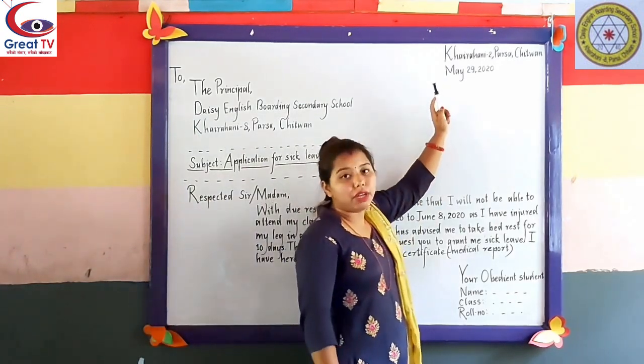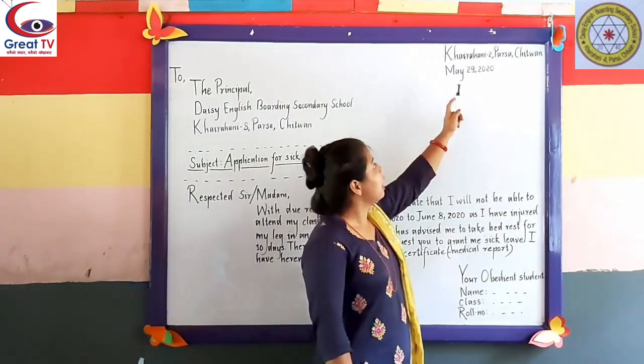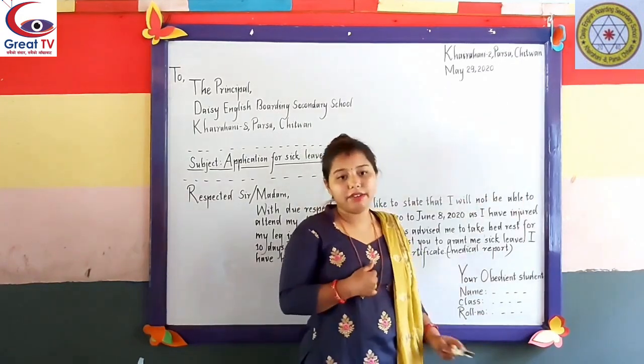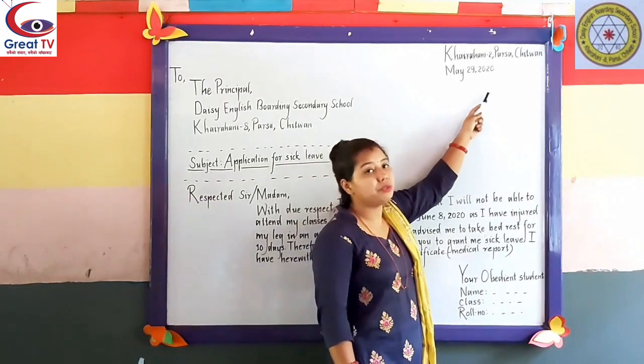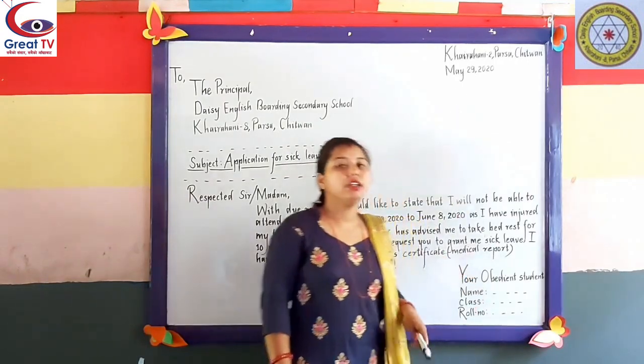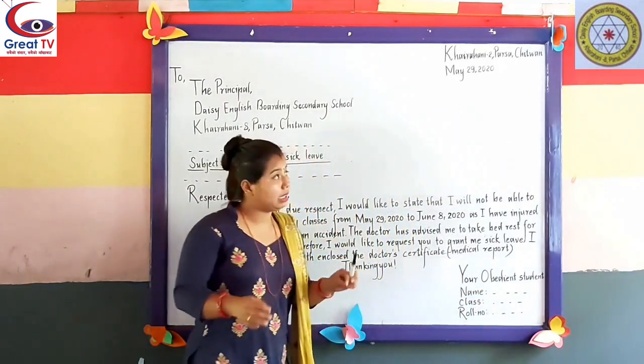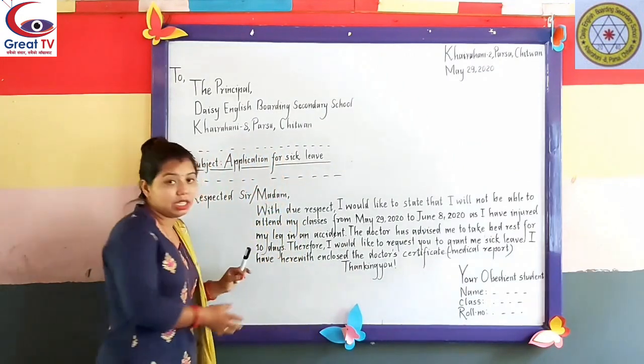You have to write your address at the top. Khairani 2 Parshachidam is my address. You have to write your address there. Then the date, May 29, 2020. You have to mention the date of the day when you are writing this application.